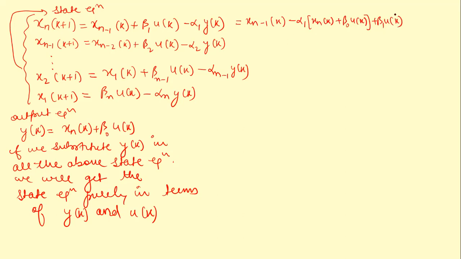So when we open up this bracket, we will get xn minus 1 k minus alpha 1 xn k minus alpha 1 beta naught uk plus beta 1 uk. So we can write this equation as xn minus 1 k minus alpha 1 xn k, right, minus alpha 1 beta naught uk plus beta 1 uk.